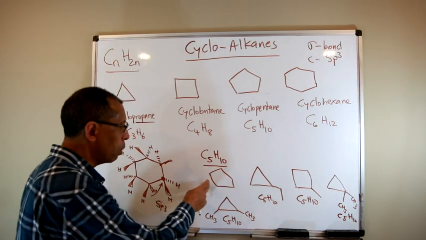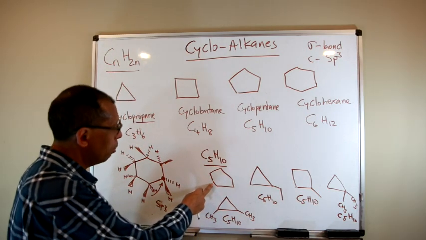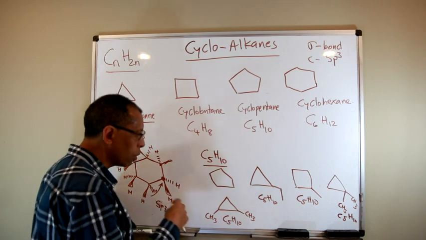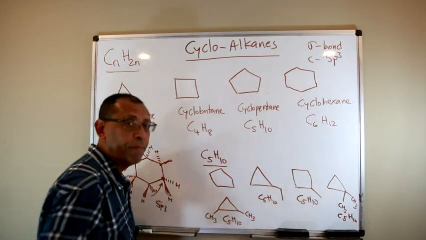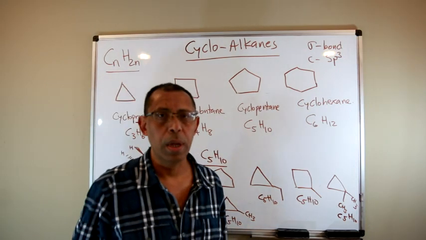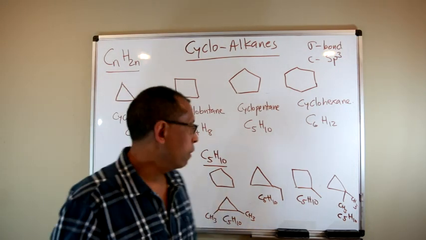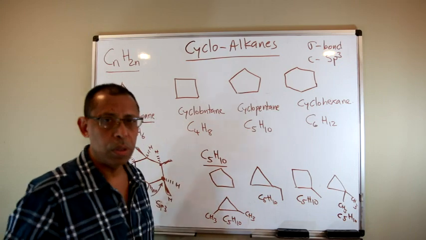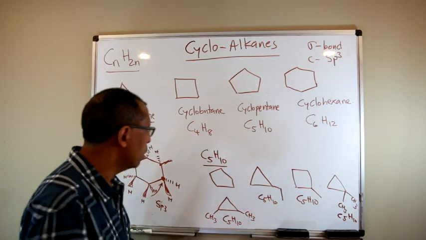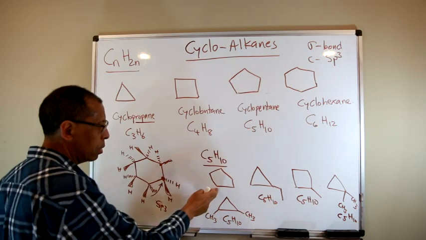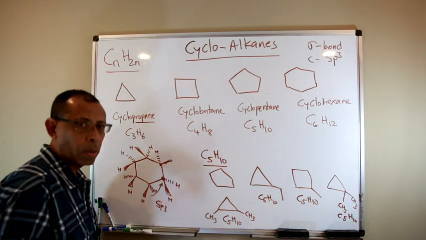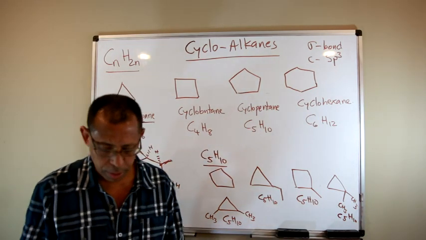So this is a normal cyclopentane. So overall we have 1, 2, 3, 4, 5 different constitutional isomers for C5H10, which is a cycloalkane. This is starting from cyclopentane, for example. This is the base, called a cyclopentane.